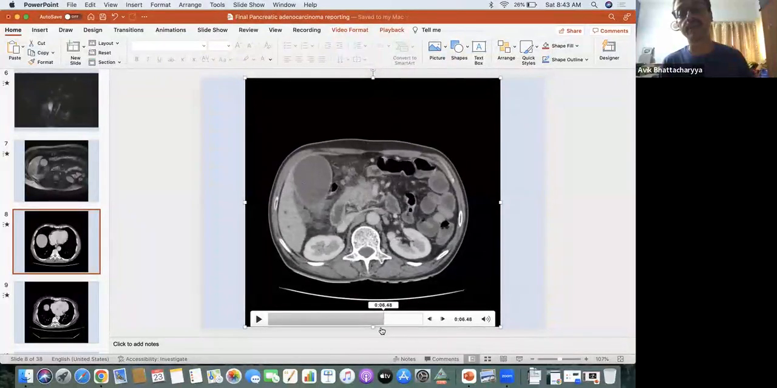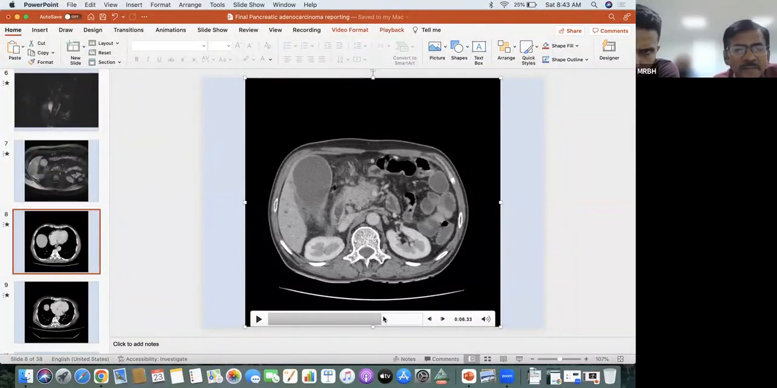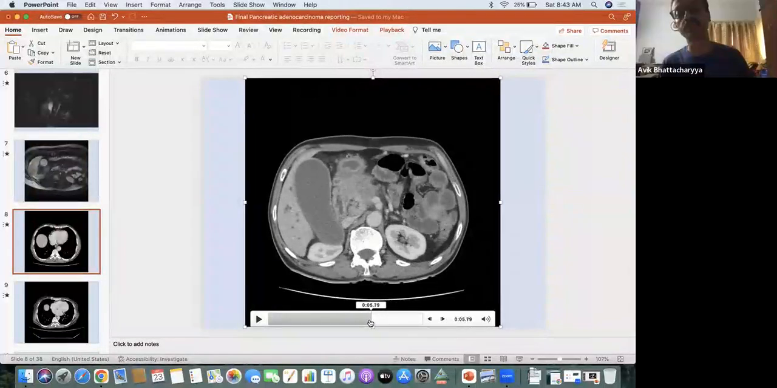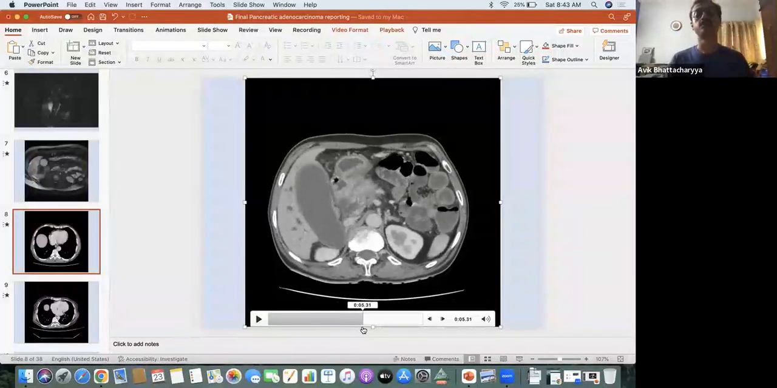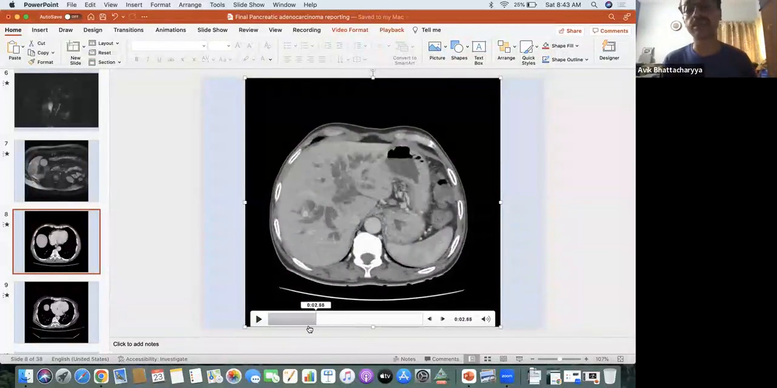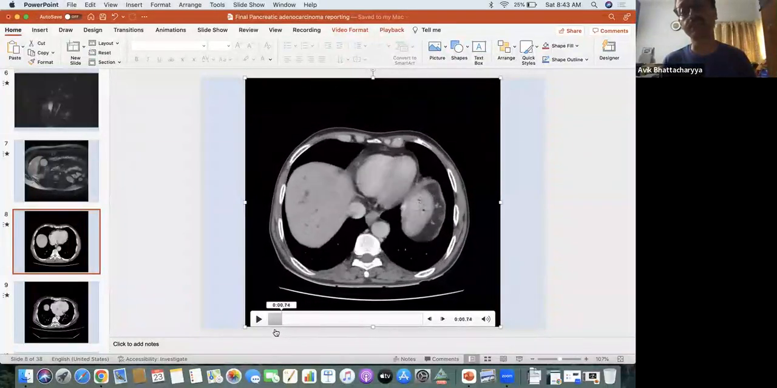Here is the mass. This is the mass which is encasing the superior mesenteric vein and celiac trunk, and it is obstructing. See, it is a big mass actually, a big mass infiltrating the gastric antrum, duodenum, and the superior mesenteric vessels, and it is obstructing both the CBD and pancreatic duct. So it is an inoperable pancreatic head mass. But I need to show you, these are the dilated intrahepatic biliary radicals here, which are not normal.